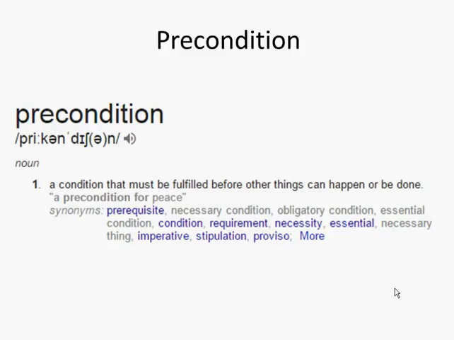I also mentioned the term precondition earlier. If we look up a dictionary definition of precondition, we might see that it's a condition that must be fulfilled before other things can happen or be done. So the sort of thing we might expect, and that's the noun version of it. It can be used as a verb as well. So you might precondition your hair, but we're more interested in the noun definition.